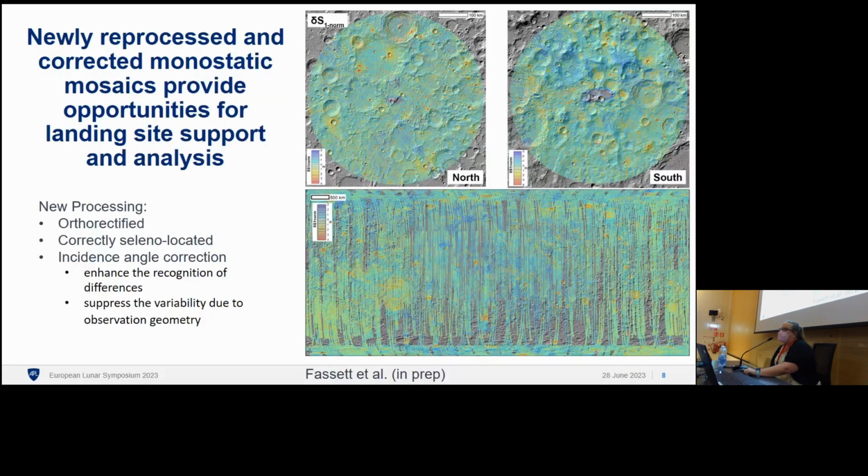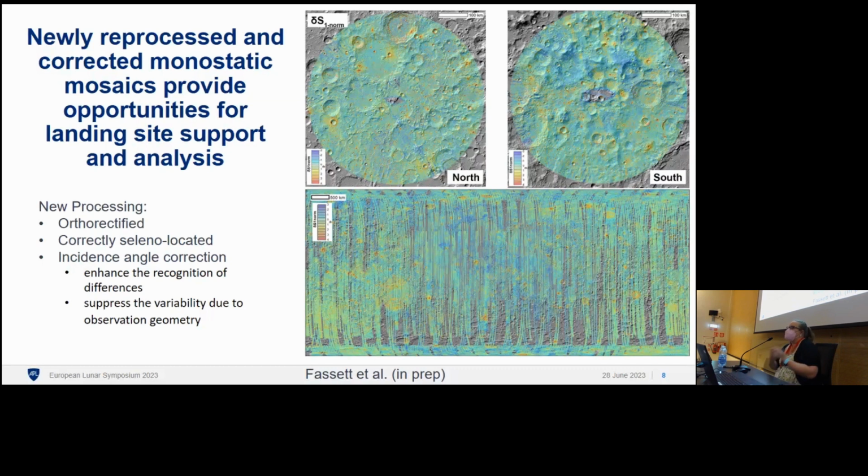We also have some newly reprocessed data that is starting to pull out a lot more information and correct for some things that radar is just sort of inherently difficult with. We have orthorectified and correctly seleno-located mosaics that are available on QuickMap. And recently we have performed an incidence angle correction on these to enhance differences between different regions, but also suppress the variability due to slopes. That is something that is difficult with radar.